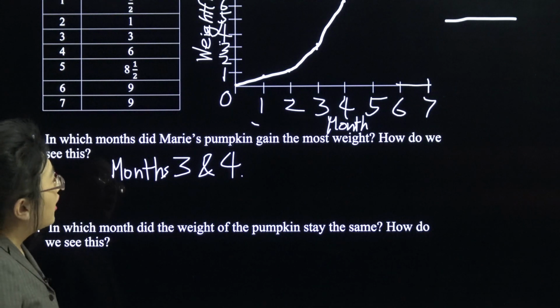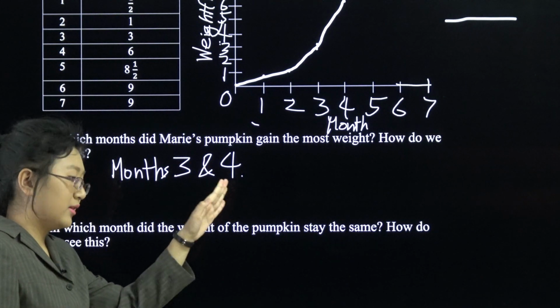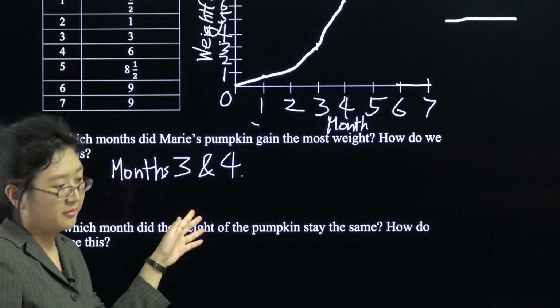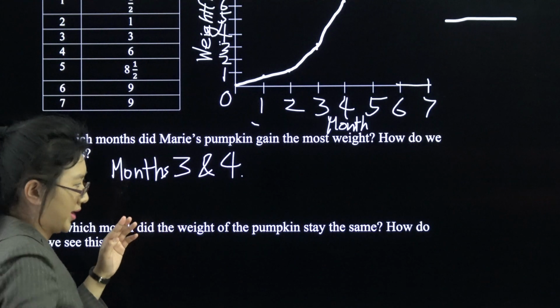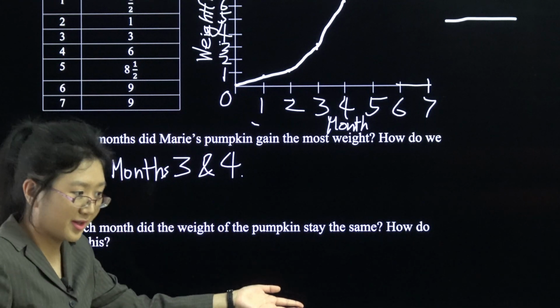How do we see this? Well, if the line on the line graph is steeper, then it's growing faster, or at least increasing at a faster rate. If it's not as steep, then you're not increasing that much.